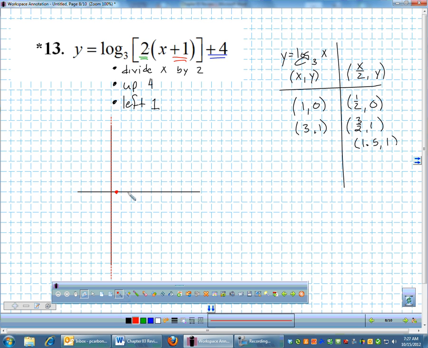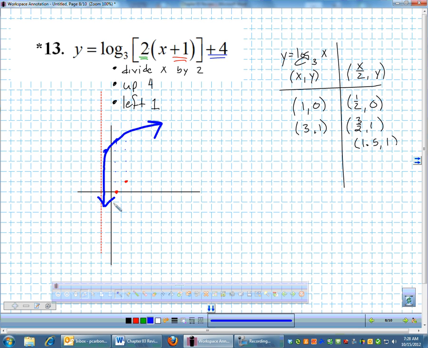So now I'll plot 1.5, 1, and that's where my graph is going to be originally, but then I need to shift up 4 and left 1. So each one of these points, up 2, 3, 4, and left 1. Up 2, 3, 4, left 1. And then the asymptote needs to be shifted also. Now if you shift a vertical asymptote up, it doesn't change, but going left 1 definitely does change. So I need to move my asymptote left 1, and here's my new graph for this log. It's going to come up following the vertical asymptote and hit those 2 points, and then it's going to start to level off. There we go.